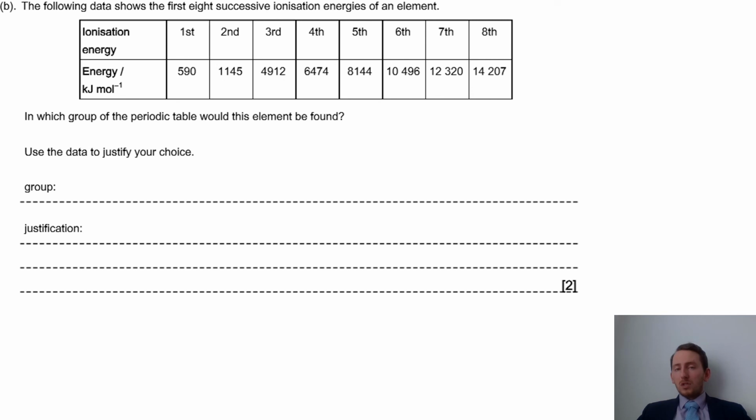Once I remove those, I move to another shell closer to the nucleus, greater attraction to the electrons, therefore harder to remove. So therefore that tells me those 2 electrons in their own shell, in that outer shell, must be group 2. And then my reasoning is that large increase from the 2nd to the 3rd ionization energy values.